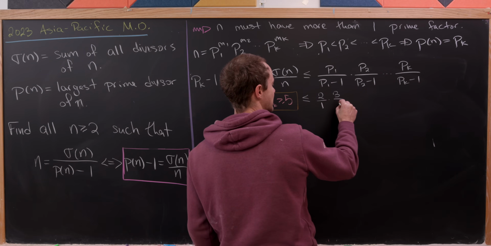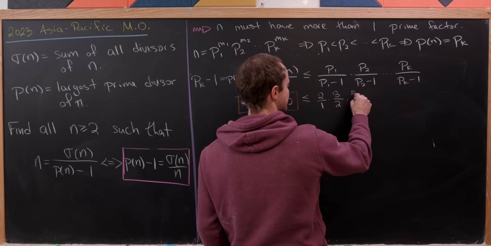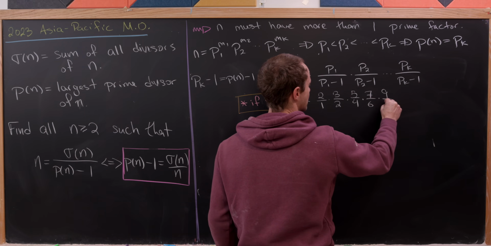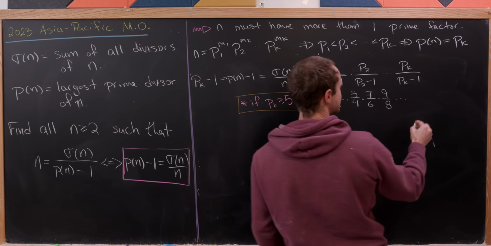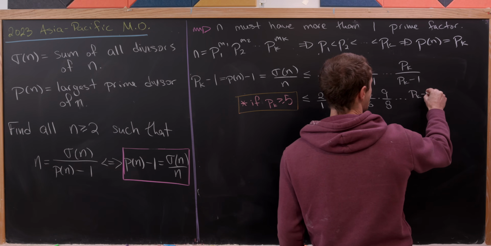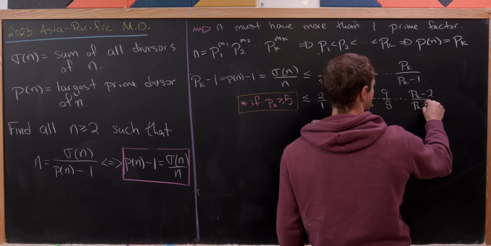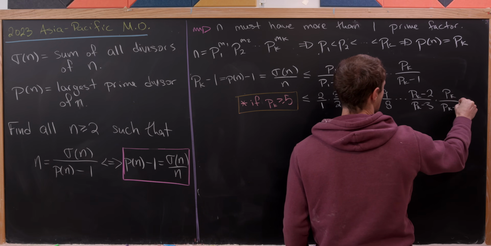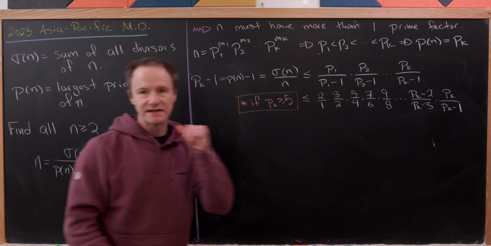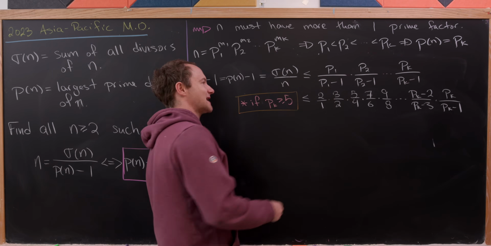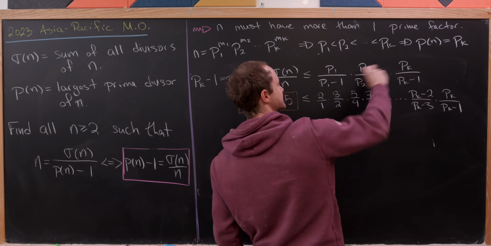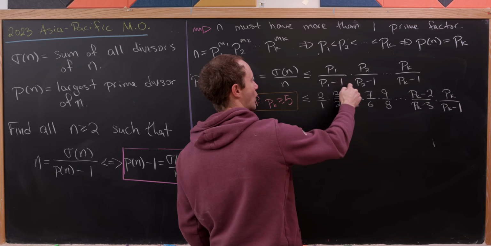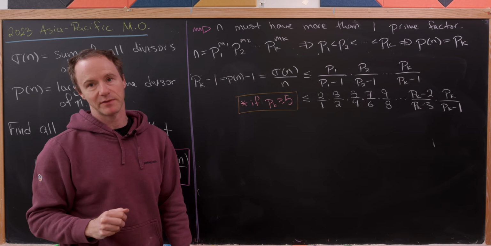times 3 over 3 minus 1, which is 3 over 2, times 5 over 4, times 7 over 6, times 9 over 8, all the way up to pk minus 2 over pk minus 3 times pk over pk minus 1. So what did I do there? Well, I took my product and then I slotted between all of these primes all possible odd numbers in the numerator and one less than the odd numbers in the denominator.